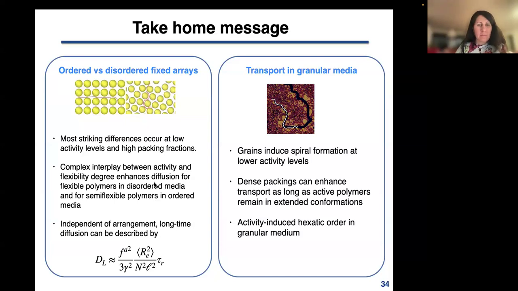And whether the ordered or disordered obstacles enhance the diffusion or slow it down depends a lot on the degree of flexibility. I'm not going to tell you which case is what because it was a bit complex, but what is important is the really complex interplay between activity and degree of flexibility. For example, we saw that for flexible polymers, disordered media act better. For semi-flexible polymers with a very high bending stiffness, ordered media could really direct the motion in channels, so they led to a better channel.